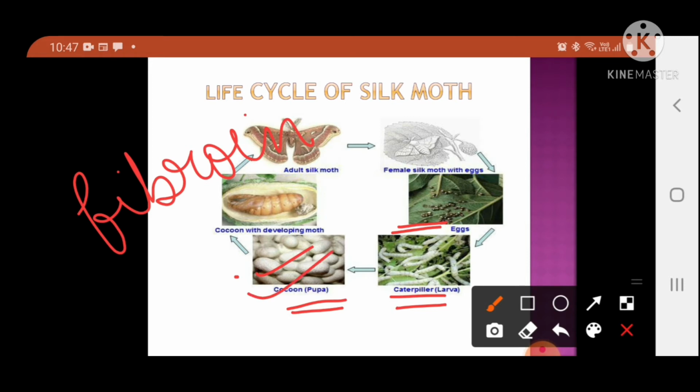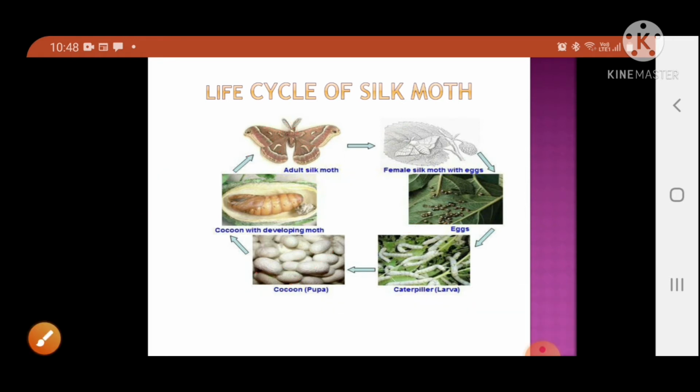At this stage, the caterpillar becomes a pupa. Now the silk moth continues to develop inside the cocoon. At the end of the pupal stage, the silk moth cuts open the cocoon and the young moth flies out. So this is the complete life cycle of silk moth.